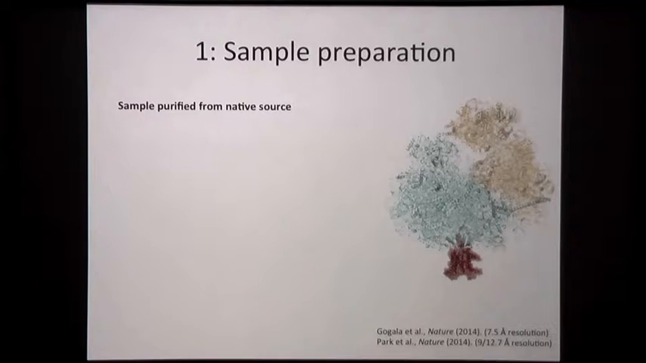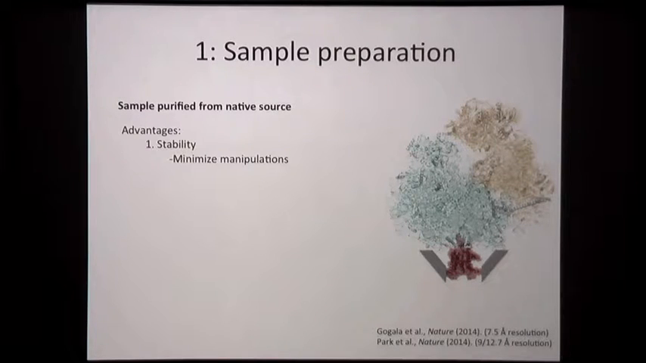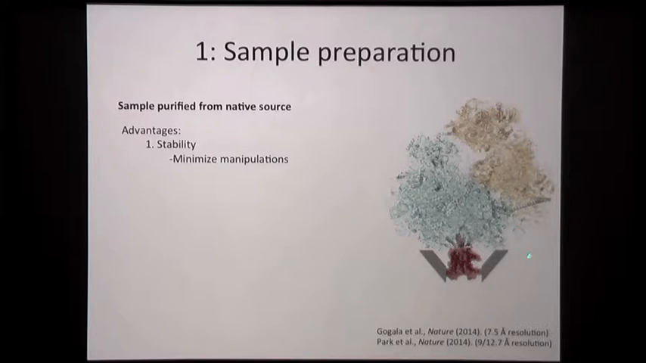The reason we did this is because there was evidence that when you tried to assemble the complex in vitro or from recombinant components, the channel was falling off the ribosome or was flexible. So we reasoned that if we could minimize the number of manipulations and the time it took to go from literally the tissue in an animal to being frozen on an EM grid, we might have a better chance of getting high resolution for the complex.